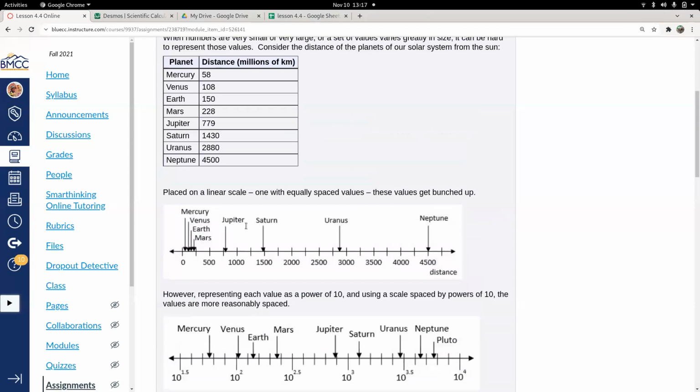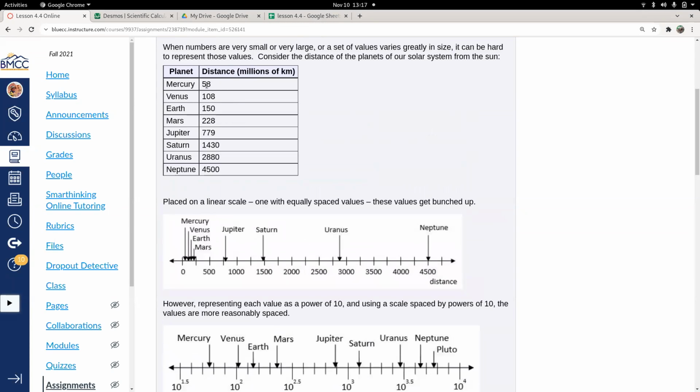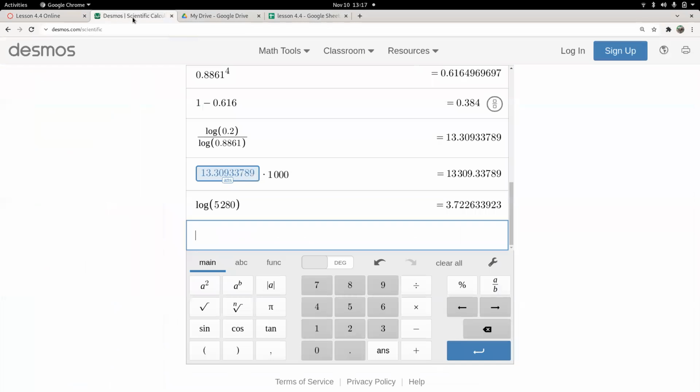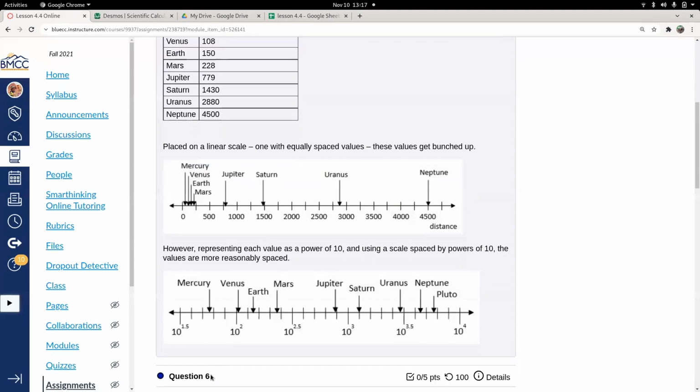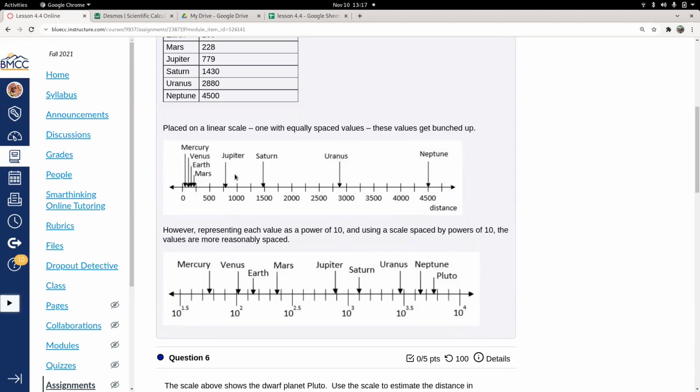So if we go up to Mercury and its value is 58, what's the log of 58? Let's check. Log of 58 is about 1.76. And again, if this is 1.5, 1.6, 1.7, 1.8, yeah, that's about 1.76 there on this scale. So again, logarithmic scale versus linear scale: graph the power of 10, just the power, the exponent, not the actual number.